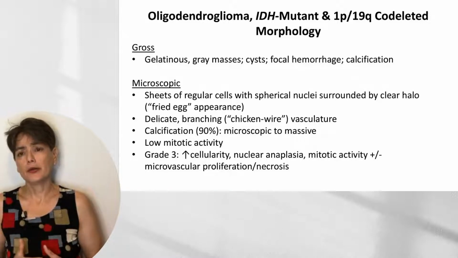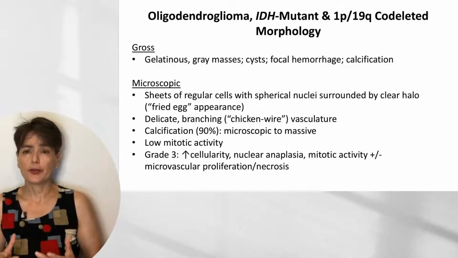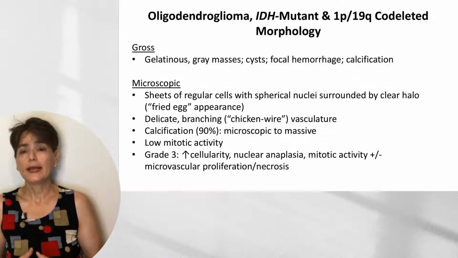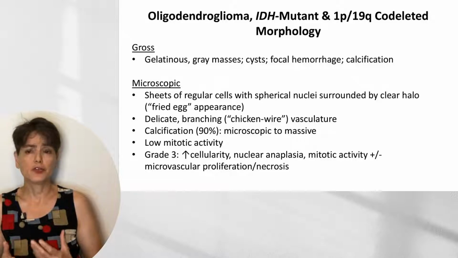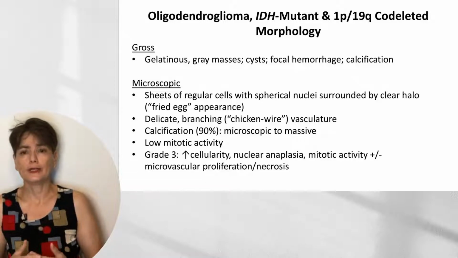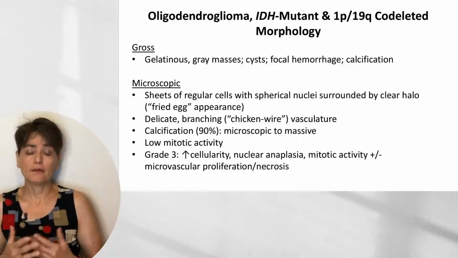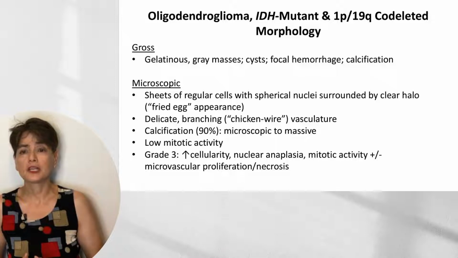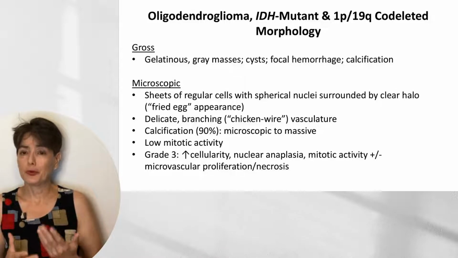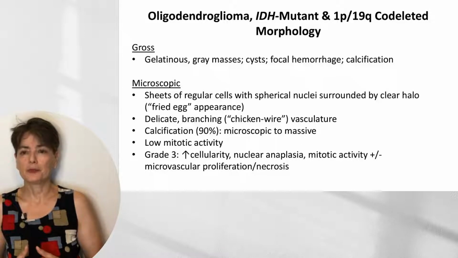So the classic appearance of oligodendroglioma that generations of medical school students have learned is sheets of regular cells with spherical nuclei surrounded by a clear halo, the fried egg appearance. So just wanted to let you know that while you will probably still have to memorize that for your board exams, it is much more nuanced and subtle than that in neuropathology practice.